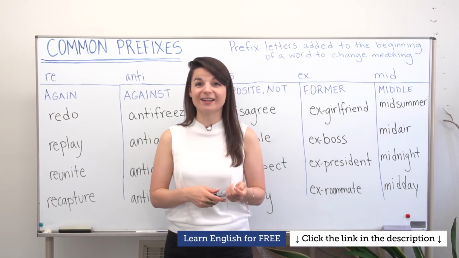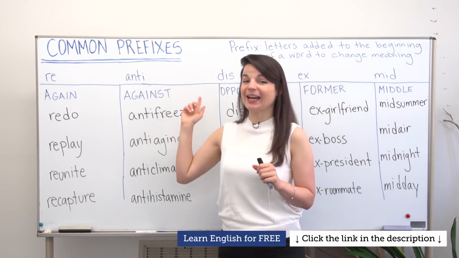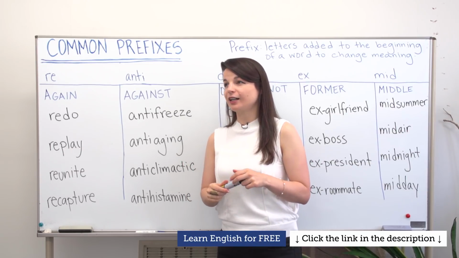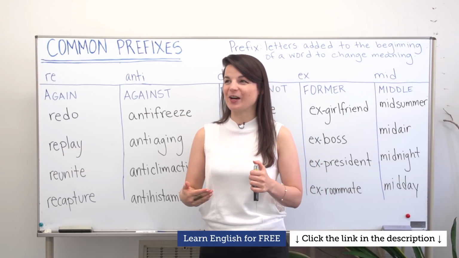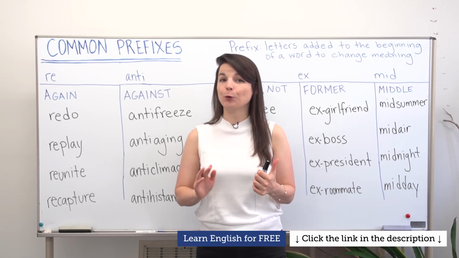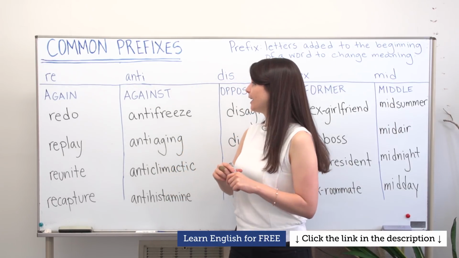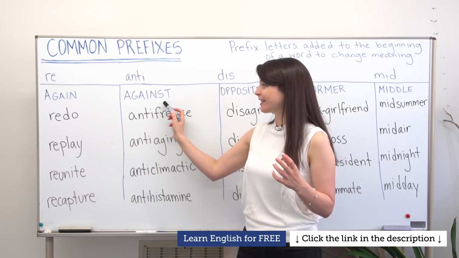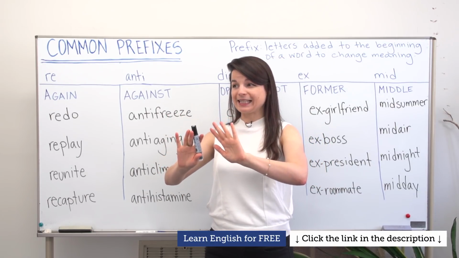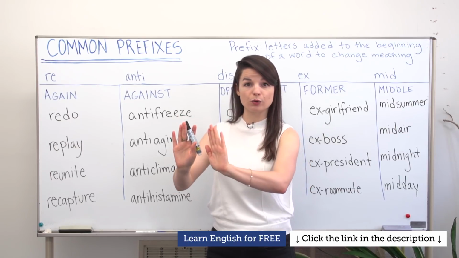Okay, let's go to the next common prefix for today. The next one is anti. You might hear anti or anti. Both are correct. It depends a little bit on the word, and it depends a little bit on what your preferred style of pronunciation is. Let's look at a few examples and what it means. So anti or anti means against something. You'll see in a few examples, anti or anti means against something, to oppose something else.